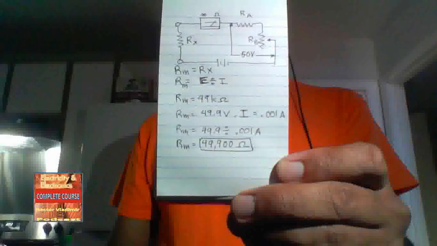So we know the voltage, which is 49.9 volts, and the voltage must be divided by current. The current is known to be 0.001 amp. So divide 49.9 volts by 0.001 amp. We get 49,900 ohms.